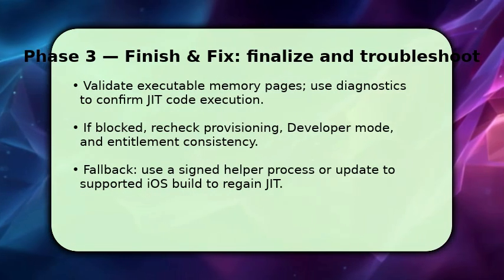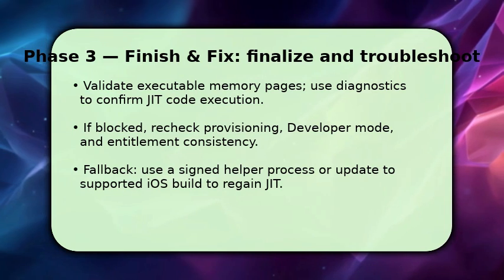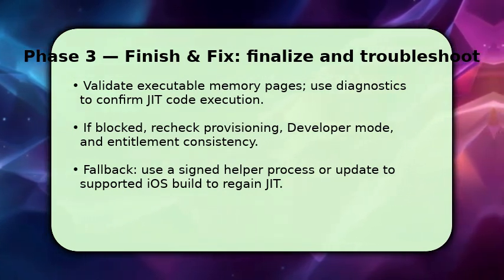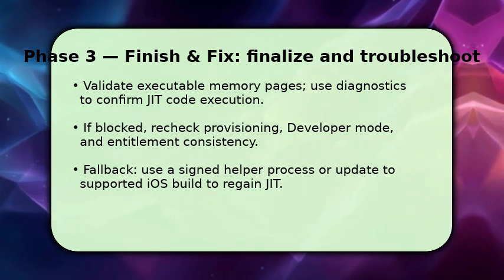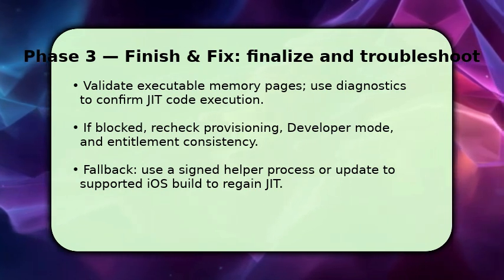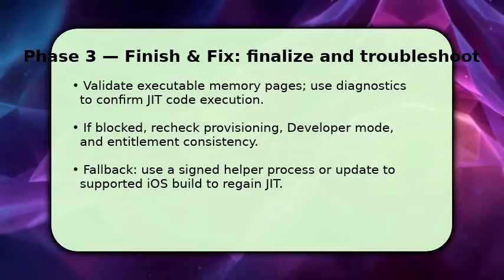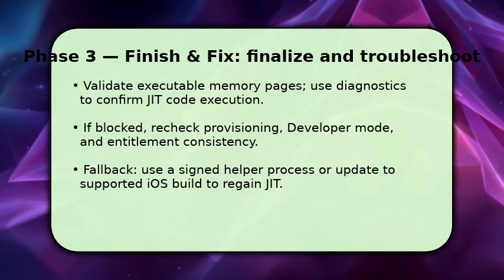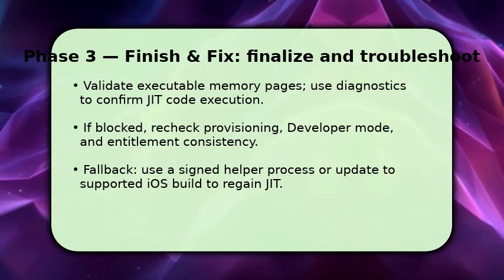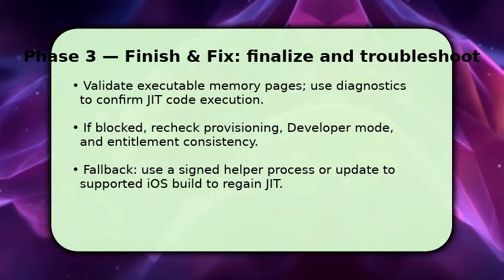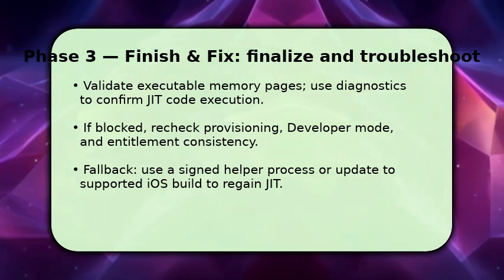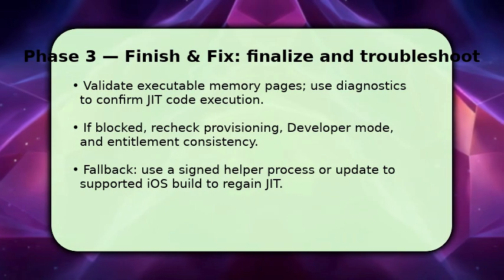You finish by validating that JIT-produced pages execute reliably. Inspect logs for permission denials or code signing errors. If something fails, recheck provisioning profiles, developer mode state, and the exact entitlements. Mismatch here is the common culprit. Once corrected, rebuild and redeploy. Make sure the device hasn't reverted developer mode after a reboot. As a troubleshooting tip, if JIT remains blocked, deploy a minimal, signed helper process to isolate entitlement issues, then integrate fixes back into the main app.